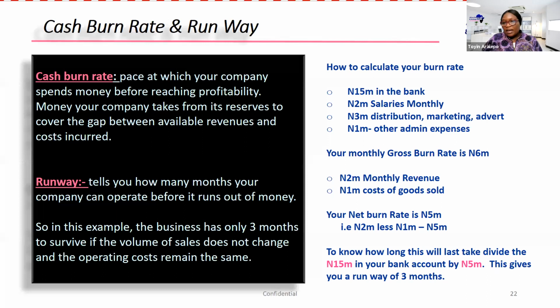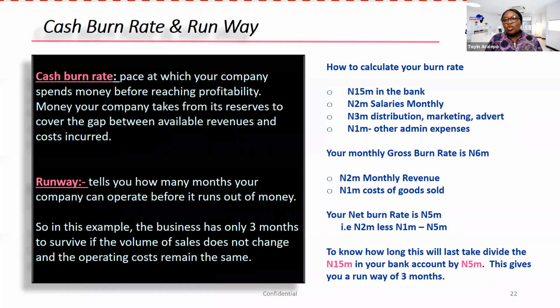Are you familiar? Okay, Maya, are you familiar with this? Okay, no. Okay, most people are not familiar with it. So let me explain. When you go to the bank or you are discussing with an investor and they're asking you, what is your cash burn rate? Or what is your runway, right?